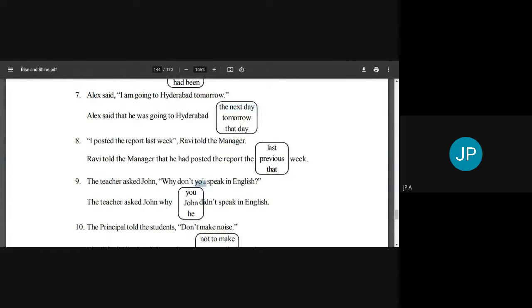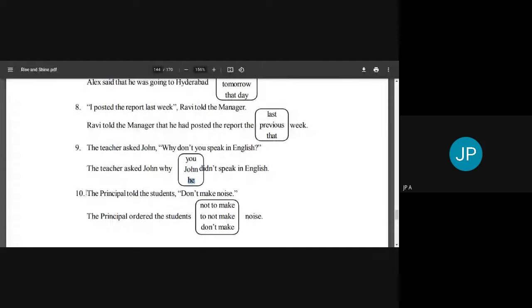With pronouns, you becomes, the teacher asked John why you becomes he, because John is already mentioned here, so there is no need to repeat John. So why he didn't speak in English.